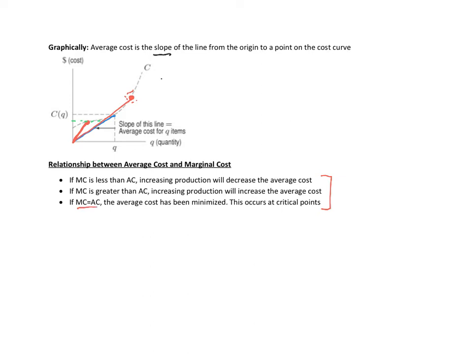And in the rare event that they're equal, if you look here, for my blue line, the slope of the cost function and the slope of the average cost function look to be about the same. If that happens, you have actually found the minimized, or the smallest possible, average cost.